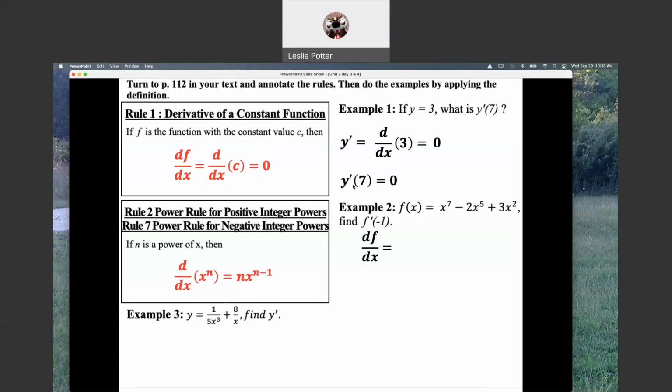What's the first term? 7x to the 6th. Oh, okay, whoops. Well, that's just saying differentiate that. 7x to the 6th. What's the next term? 10x to the 4th. What's the next term? 6x. A little easier than the limit method? Yeah, can you imagine taking x plus h to the 7th power? No, thank you.